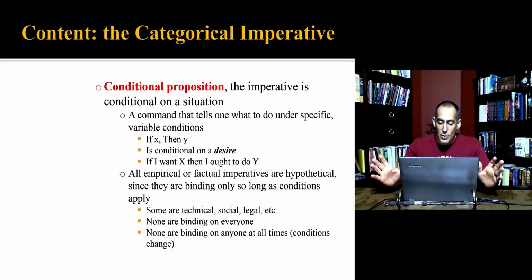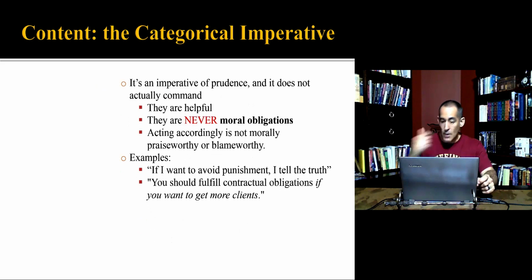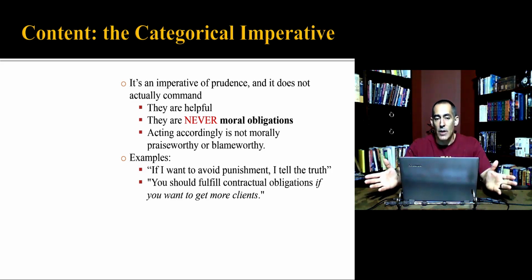All empirical or factual imperatives are hypothetical, since they're binding only so long as certain conditions apply, right? And there'd be different situations, and none of these are ever binding on everybody. And even if it's binding on some people, it's never binding at all times on that person. Okay, it's an imperative of prudence. It doesn't actually command, and they can be helpful in navigating the world, but they're not what we would call an obligation. Okay, since a hypothetical can't be moral, it can't be an obligation. It can't be something you have to do.